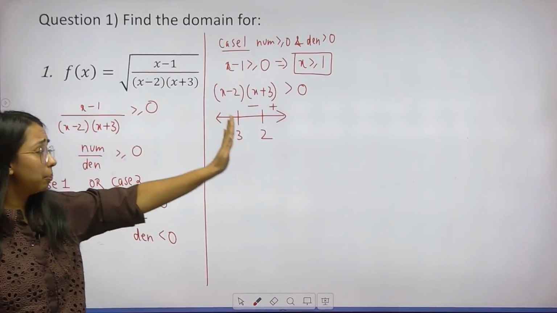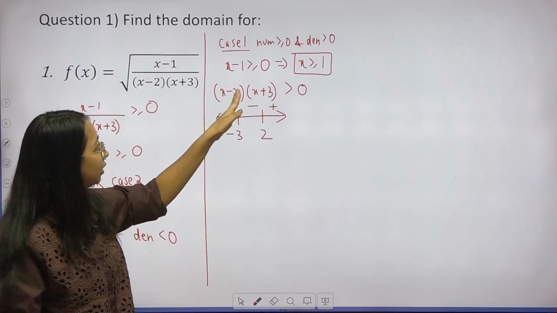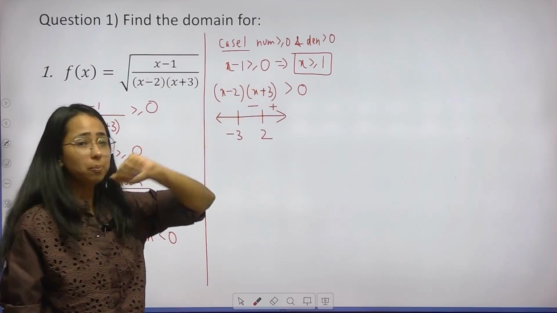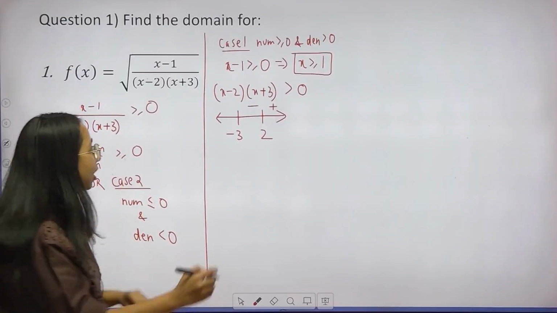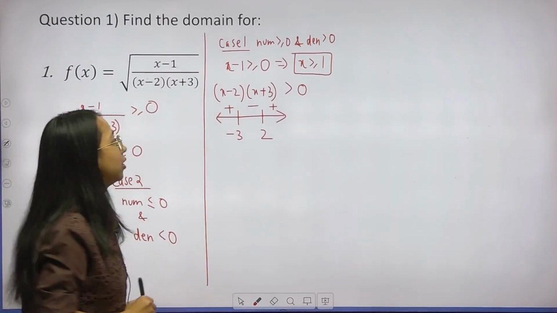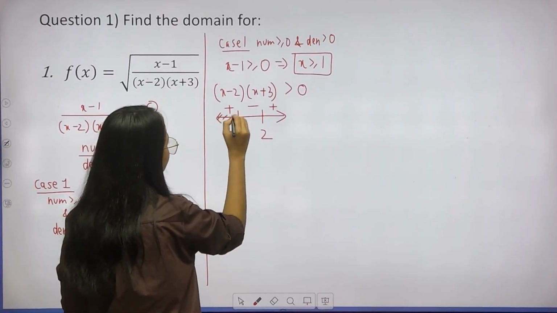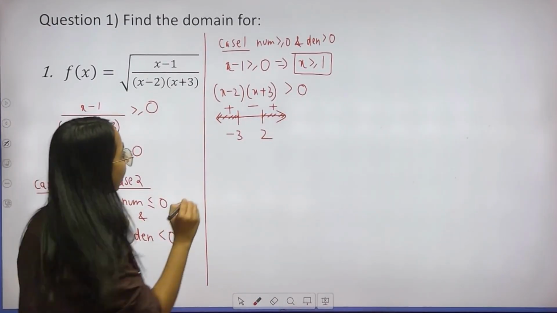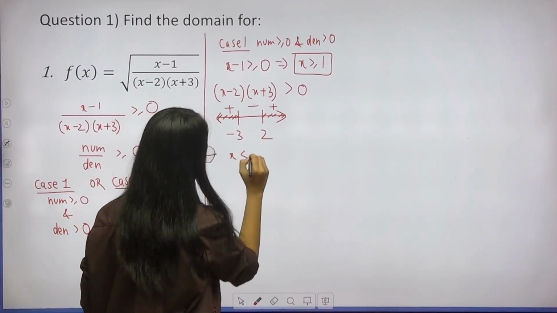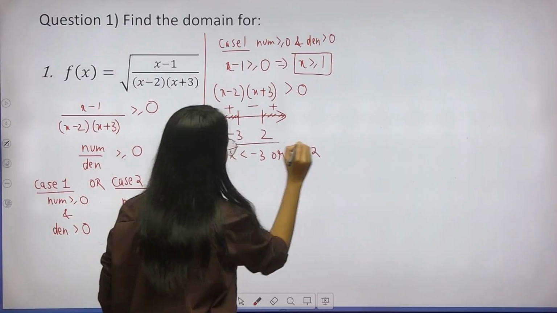Let's take a number before minus 3. Let's say minus 4. Minus 4 minus 2 is negative. Minus 4 plus 3 is negative again. Okay, so negative into negative gives us a positive number. So here it will be positive, and we need only the positive portion, which means that we'll take this as well as this particular region. Okay, this says that x is less than minus 3 or x is greater than 2.